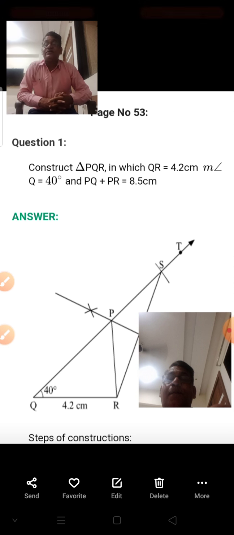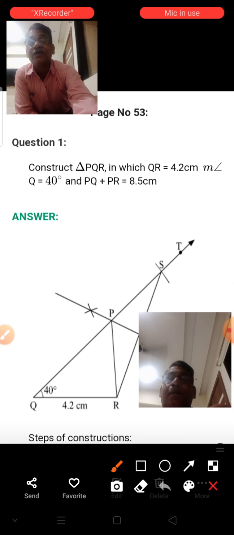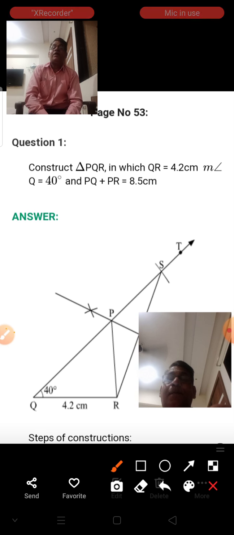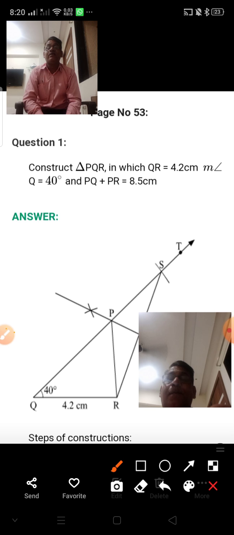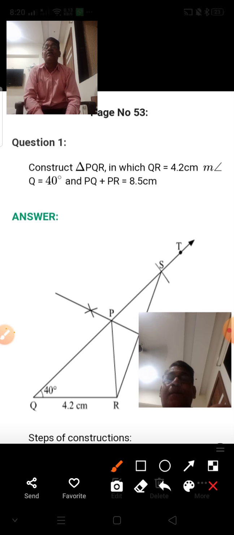Question number 1. Construct triangle PQR. See how to construct the triangle PQR here. The triangle PQR in which QR is equal to 4.2 centimeter, means base is given here. QR is the base, and the measure of angle Q is given, that is 40 degree, and the addition of the other two sides is given, that is PQ plus PR is equal to 8.5 centimeter.